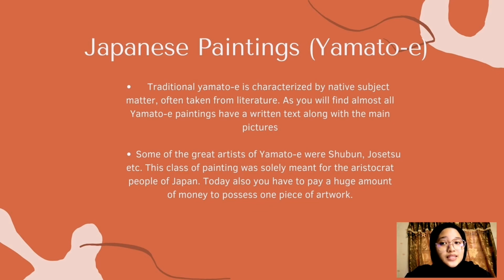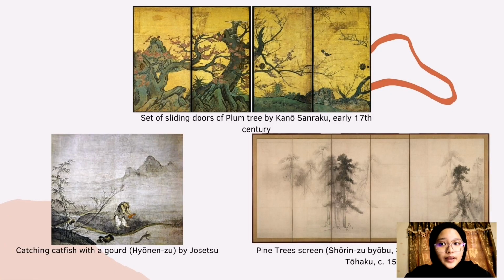As with the history of Japanese art in general, the long history of Japanese painting exhibits synthesis and competition between native Japanese aesthetics and the adaptation of imported ideas, mainly from Chinese painting. Some of the great artists of Yamato-e were Shobun and Jasetsu. This class of painting was solely meant for the aristocrats of Japan. So these are some famous Japanese paintings, as you can see here.